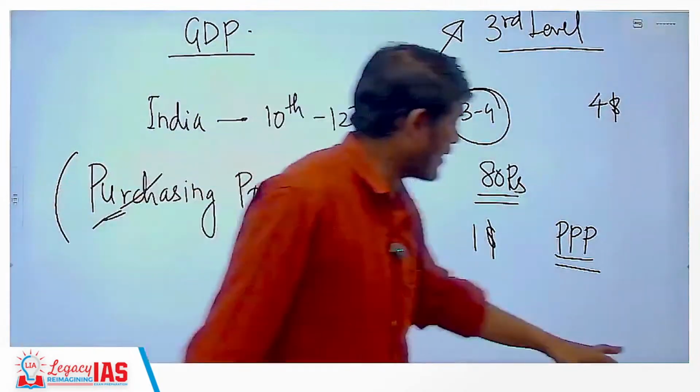So 2 years back, there was a question in UPSC which asked, one of the statements was, India is 4th in terms of GDP PPP, purchasing power parity. So they clearly mentioned in terms of purchasing power parity. In terms of purchasing power parity, we are higher. Clear ho gaya ye? Write down purchasing power parity.